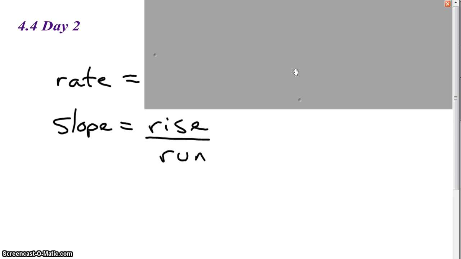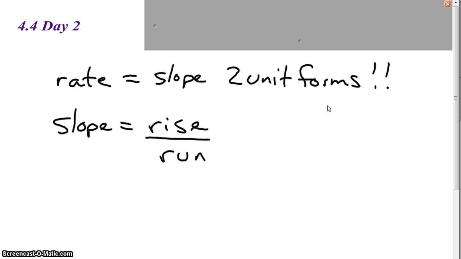Miles per hour, very good. So what does that have? Calories per serving. Calories per serving, we're getting rates, this is good. So what are those two different things? Units, good, two different unit forms, okay? Two different unit forms.